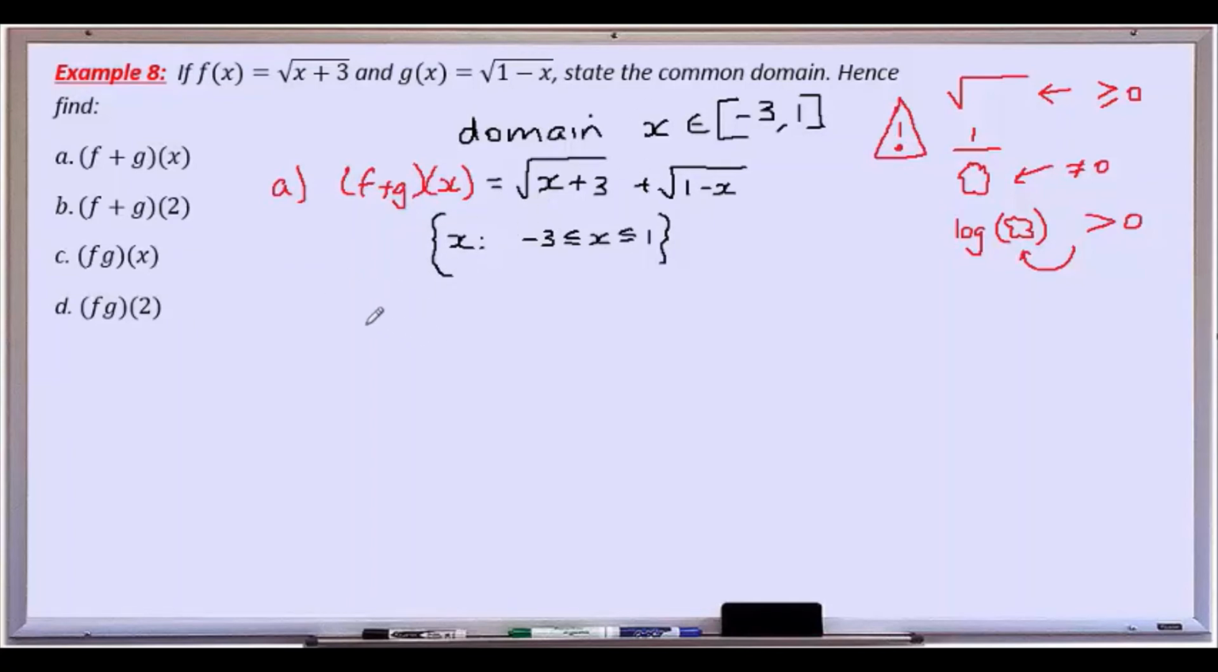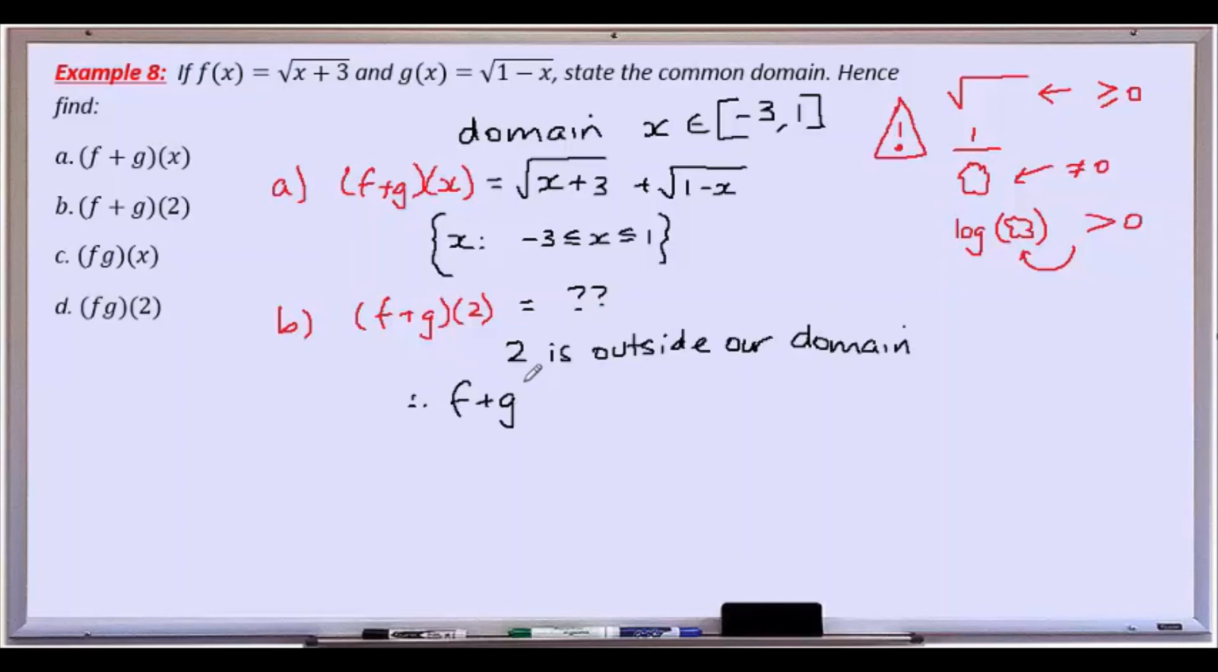And there's our domain stated and our equation. Next, f plus g of 2. Well, now what we can do is substitute 2 into our equation. If we think about this, what happens? We end up with a problem because 2 is outside our domain. So therefore, f plus g of 2 is undefined. And our combined function doesn't exist there.